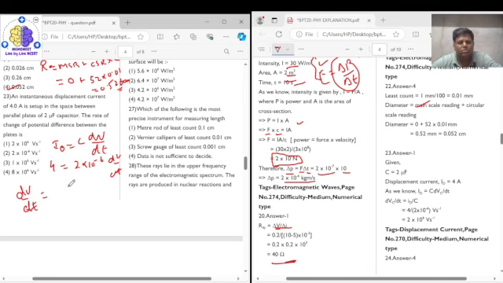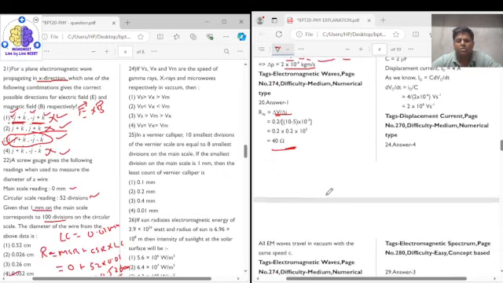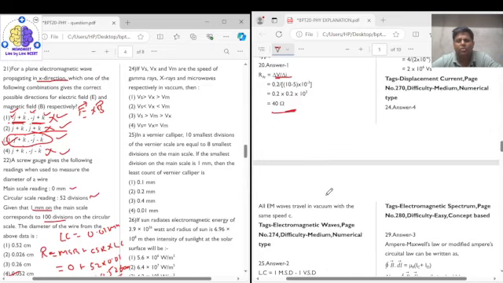So dV by dt will be equal to 4 upon 2 into 10 to the power of minus 6, which will be equal to 2 megavolt per second, that is 2 into 10 to the power of 6 volt per second. That is option 1. So the correct answer for question number 23 is option 1. Next, coming to question number 24.